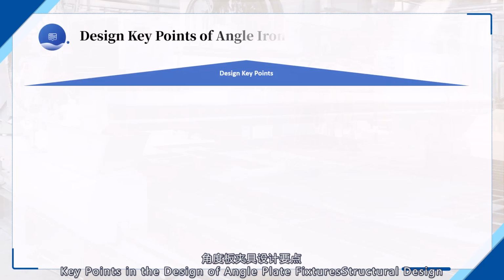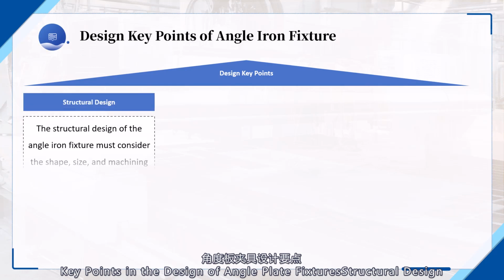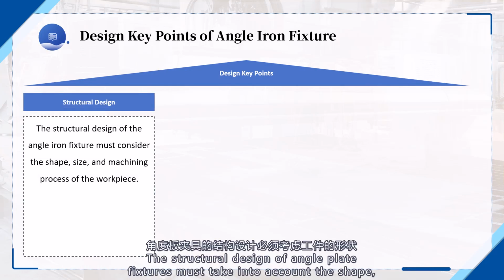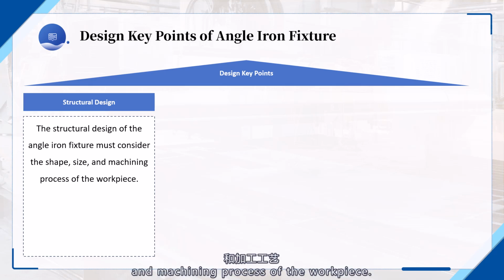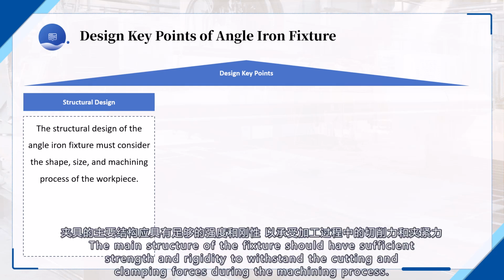Key points in the design of angle plate fixtures: structural design. The structural design of angle plate fixtures must take into account the shape, size, and machining process of the workpiece. The main structure of the fixture should have sufficient strength and rigidity to withstand the cutting and clamping forces during the machining process.